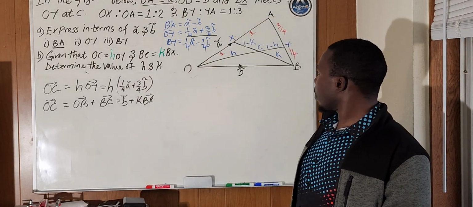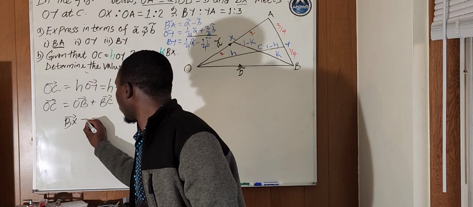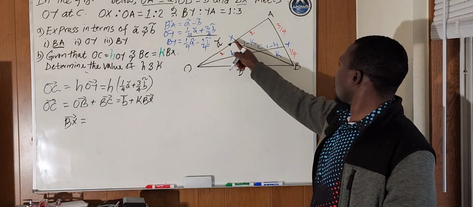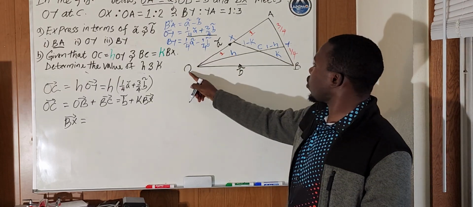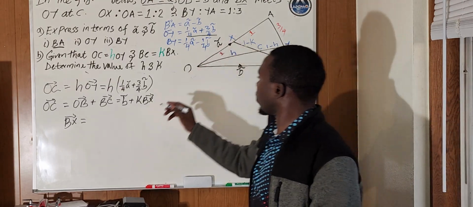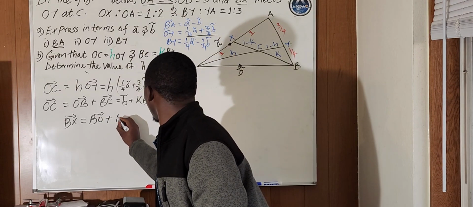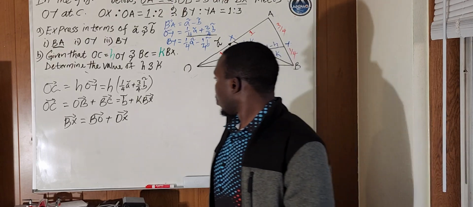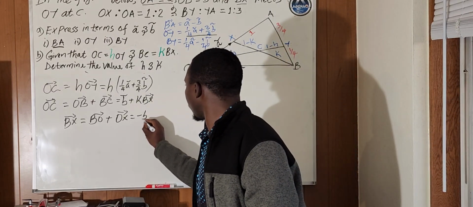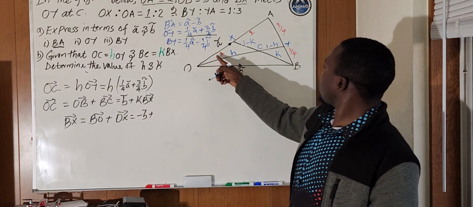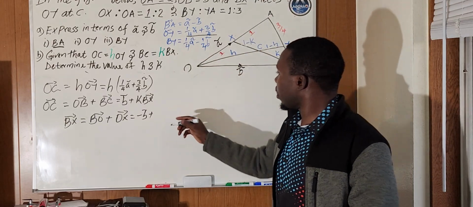But we don't know BX. We can find BX. BX is the same as BA plus AX, or BO plus OX. Let's go BO plus OX, which is the same as BO is minus B plus, this is half, it is the midpoint, so it's 1/2 vector OA, which is A.